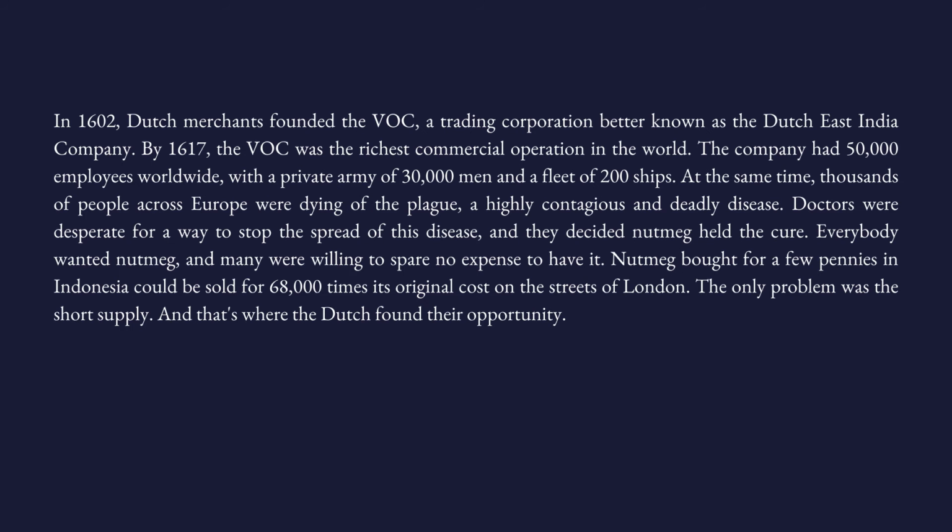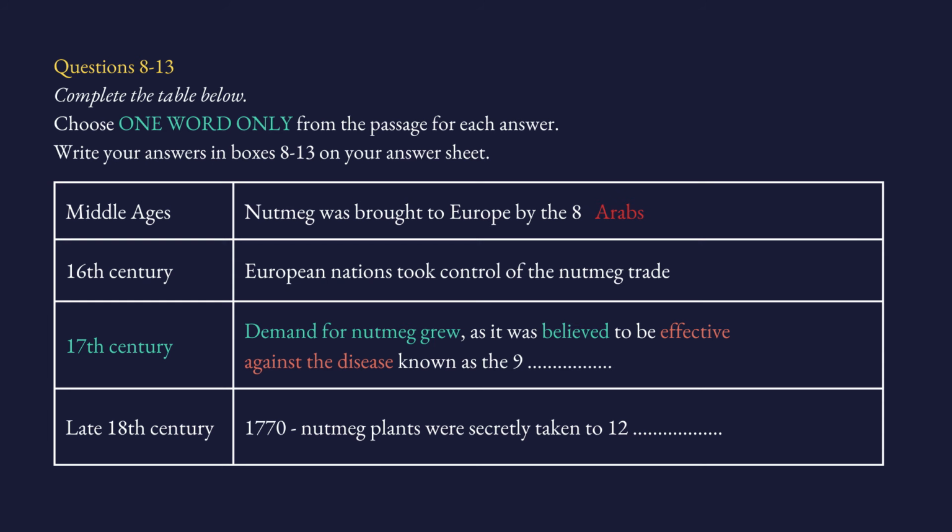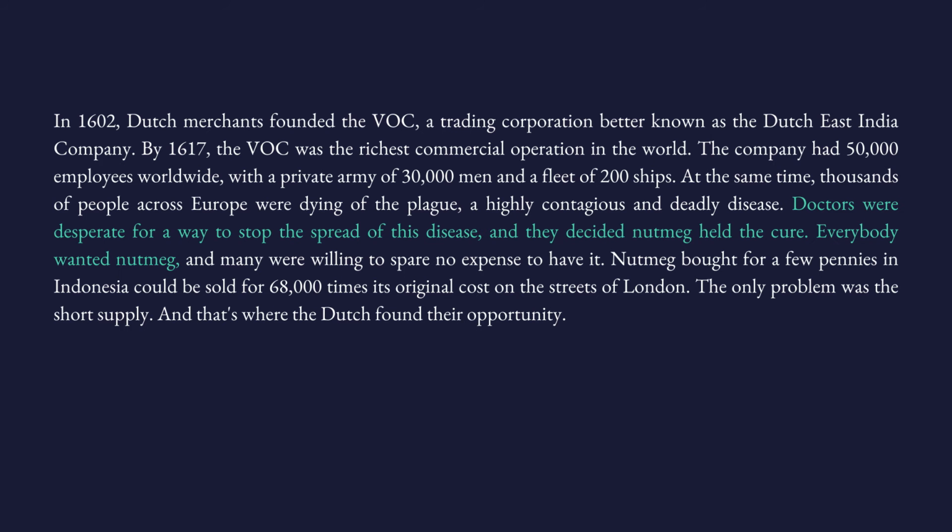And the answer is in paragraph 4. So here it says everybody wanted nutmeg. We have the word cure, which could be a synonym in terms of meaning to effective against disease. So let's read these sentences. Doctors were desperate for a way to stop the spread of this disease. What is this disease? We don't know, and the sentence is not telling us, so we're going to go back one more sentence. This sentence: at the same time, thousands of people across Europe were dying of the plague.